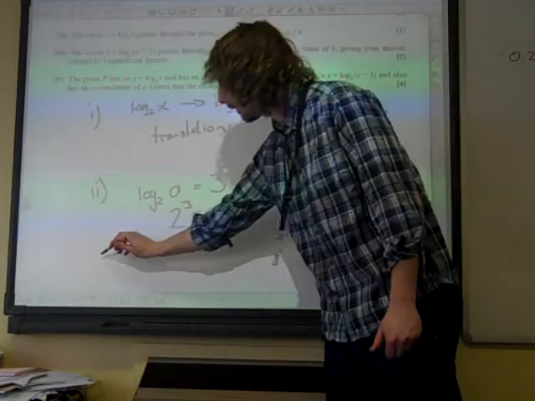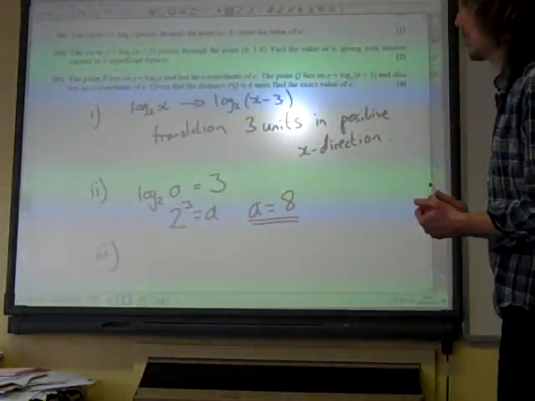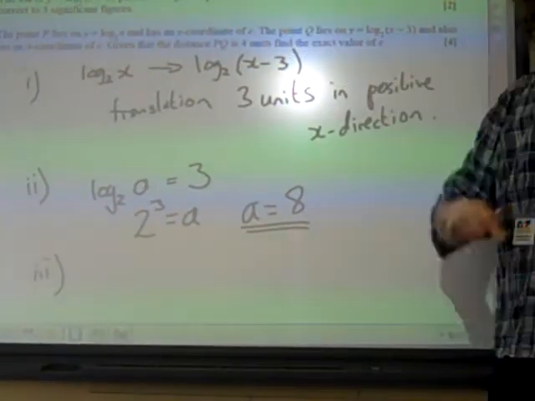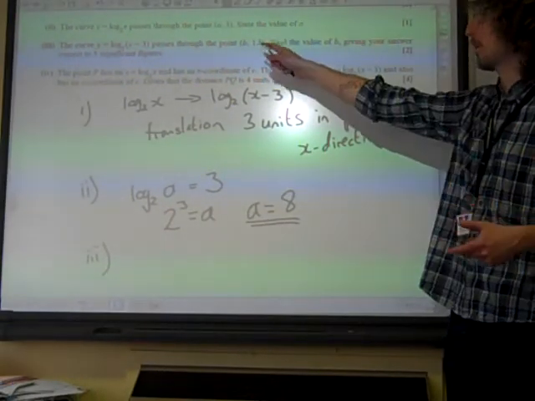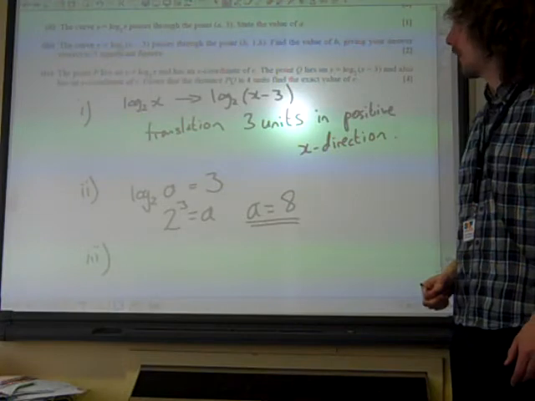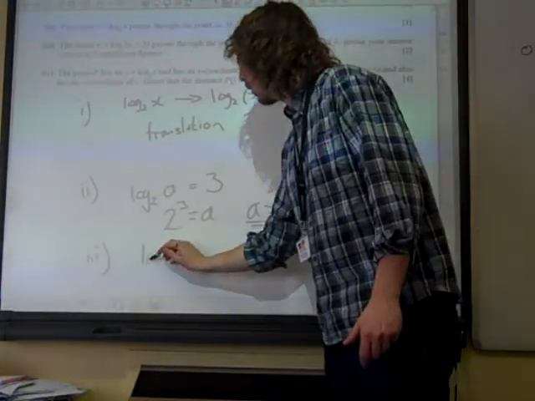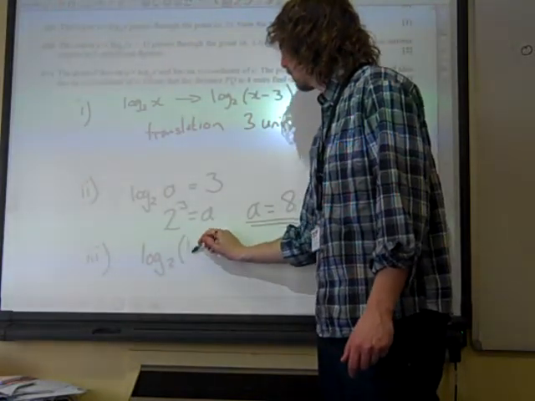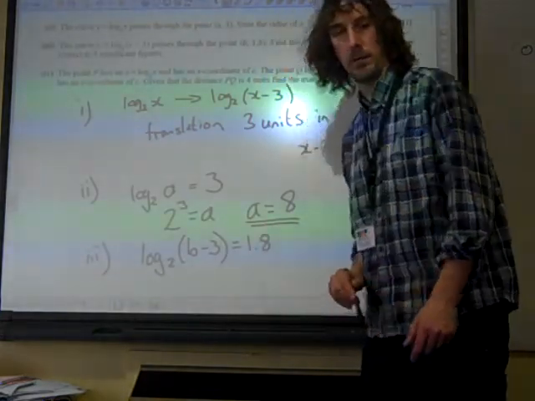Part 3. The curve y equals log base 2 of x minus 3 passes through the point (b, 1.8). So this is the other way around now. We're told the x value, we need to find the y value, but it's not so nice numbers. We want an answer to 3 significant figures. So this time, log base 2 of b minus 3 is equal to 1.8.